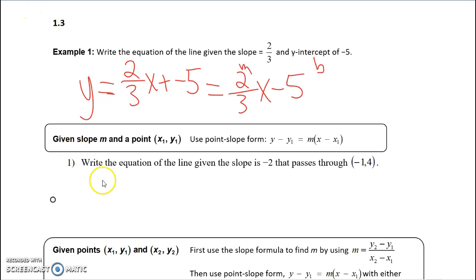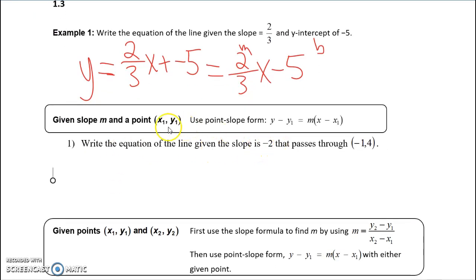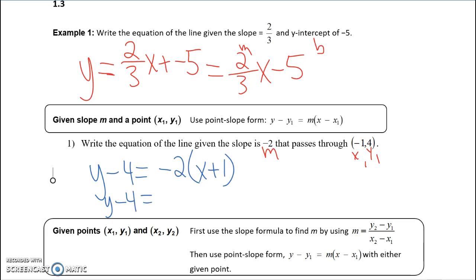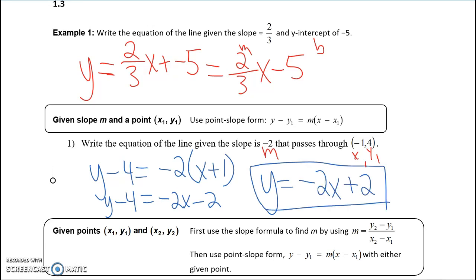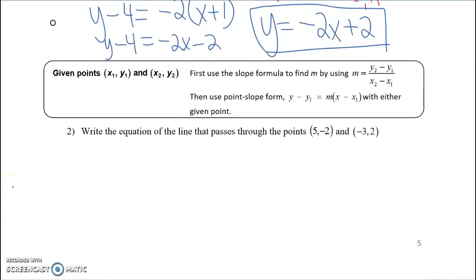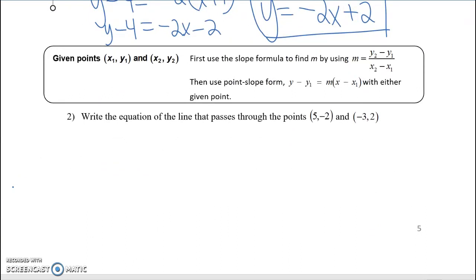Looking at number 1 below, we want to write the equation of a line using point-slope form. So my x1 is here, my y1 is here, this is my m. What would that equation be? So here's my point-slope equation, and then to solve for y, I distribute my -2, and then I add 4 over. So my final answer would be y equals -2x plus 2.